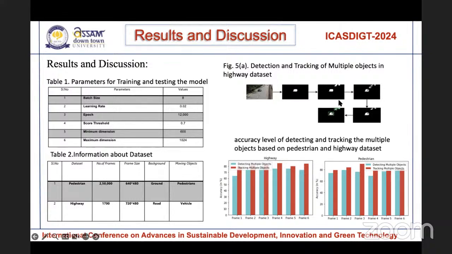As you can see in this image, this is figure 5, the detection and tracking of multiple objects in the highway dataset. So this is how the algorithm works. And coming to the accuracy level of detecting and tracking multiple objects based on the pedestrian and highway datasets, we have considered 6 frames, frame 1 and frame 2. Based on that, we have given a comparative study in percentage.